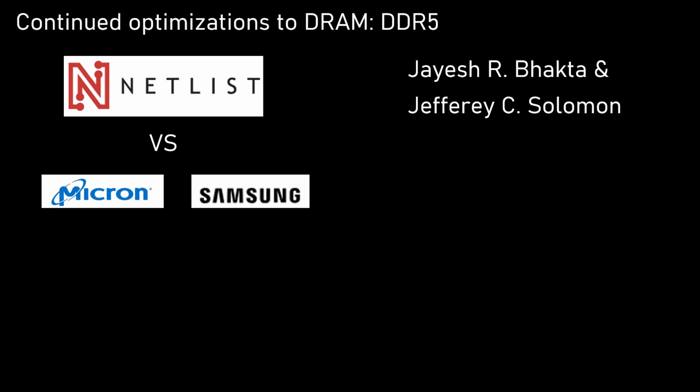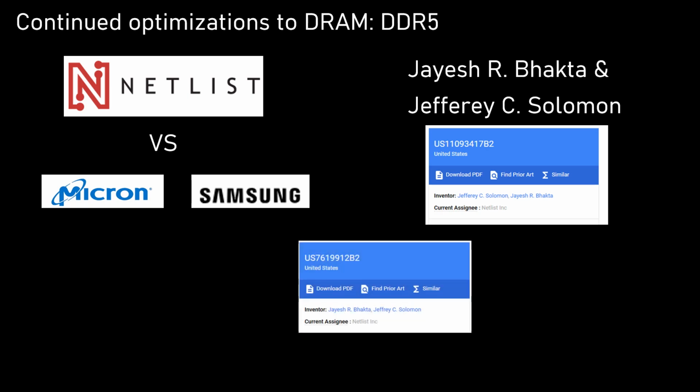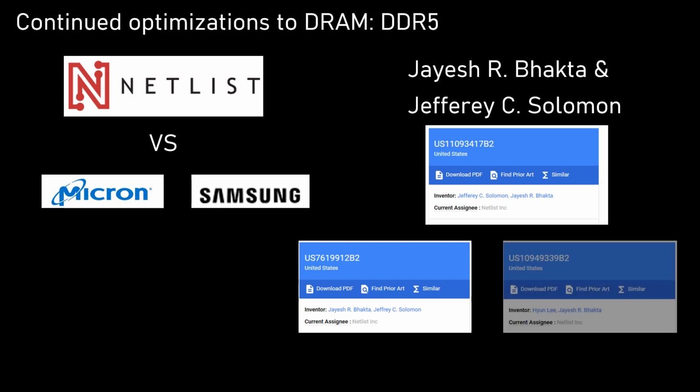3 of the most important patents were 417B2, which covered memory module data buffering technology, 912B2, which covered memory module decoder technology, related to what we covered beforehand in our example of reading memory in DRAM, and lastly, the last of the 3 is 339B2, which covered memory modules with controlled bitwise buffer technology.